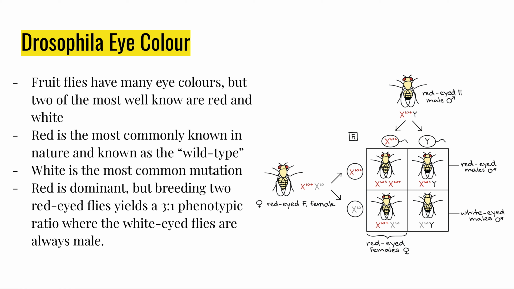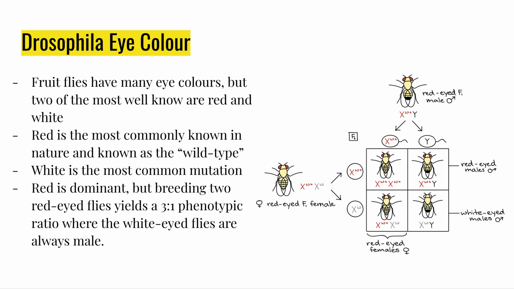In fact, it can be fairly predictably demonstrated, the white mutation, in a sufficiently large fruit fly population that is not being selected upon. The red color is dominant, the white color is recessive, but we see something interesting when we breed two red-eyed flies together. Usually what we end up with is a 3-to-1 phenotypic ratio, instead of our expected, all four of them will have red eyes.